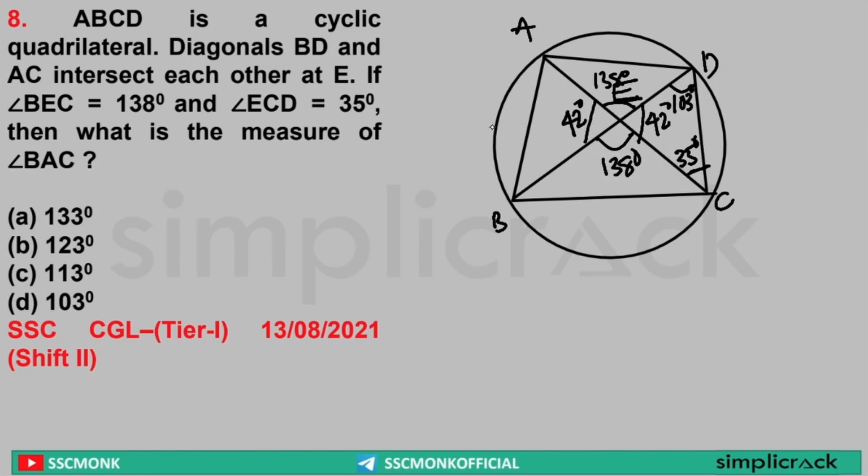Now see, in this triangle, BDC and BAC are on the same side. So this will be 103 degree. If this is 103 degree, angle BAC is equal to 103. That is option D. Clear?